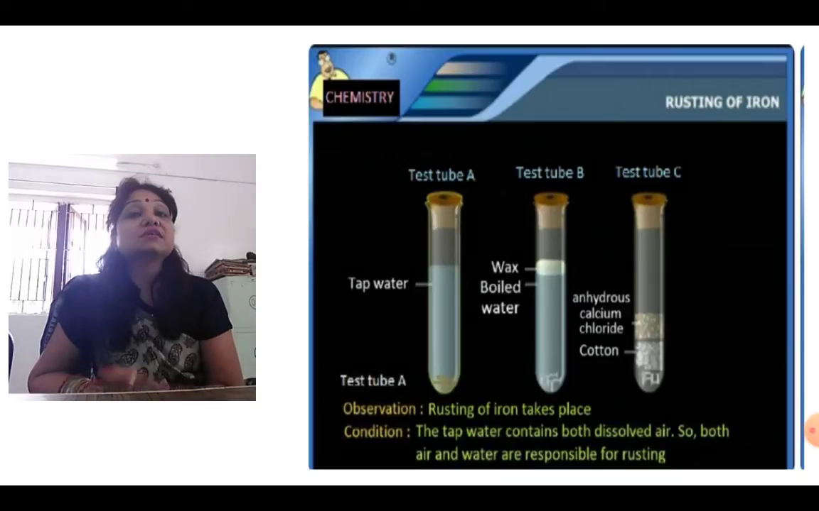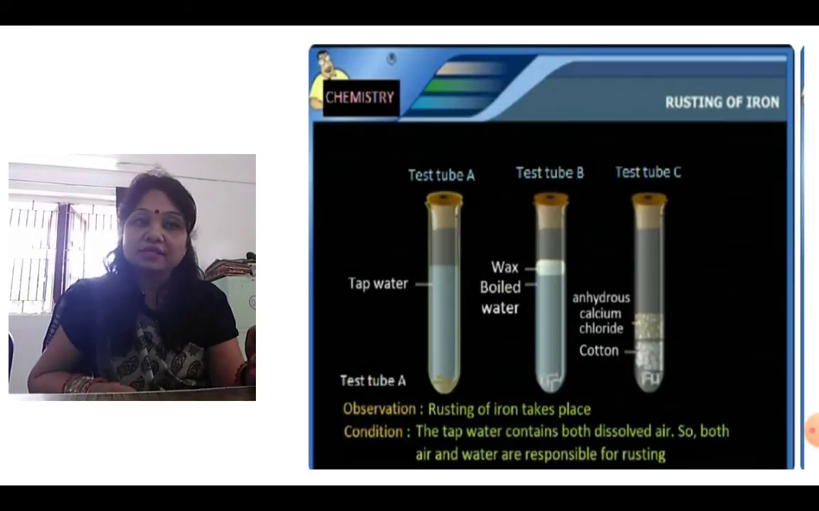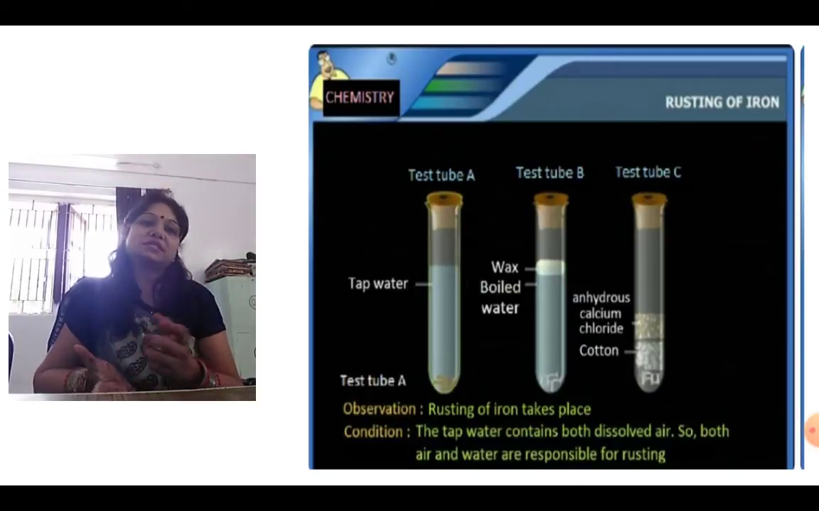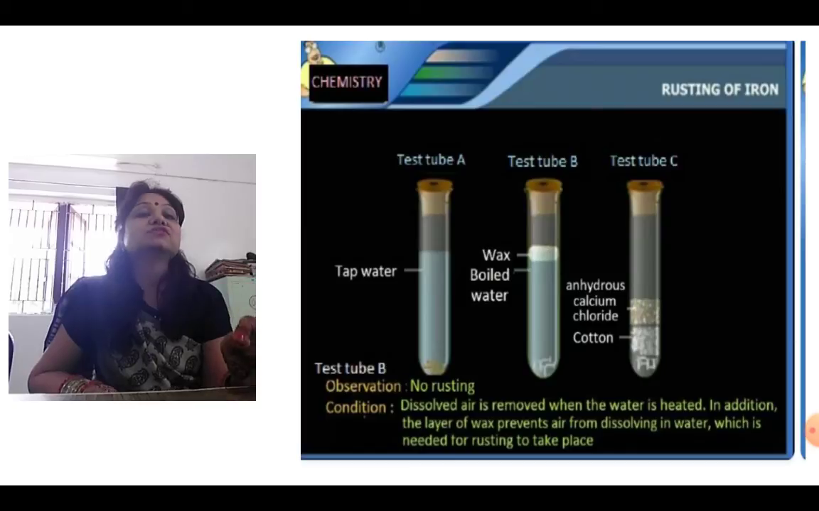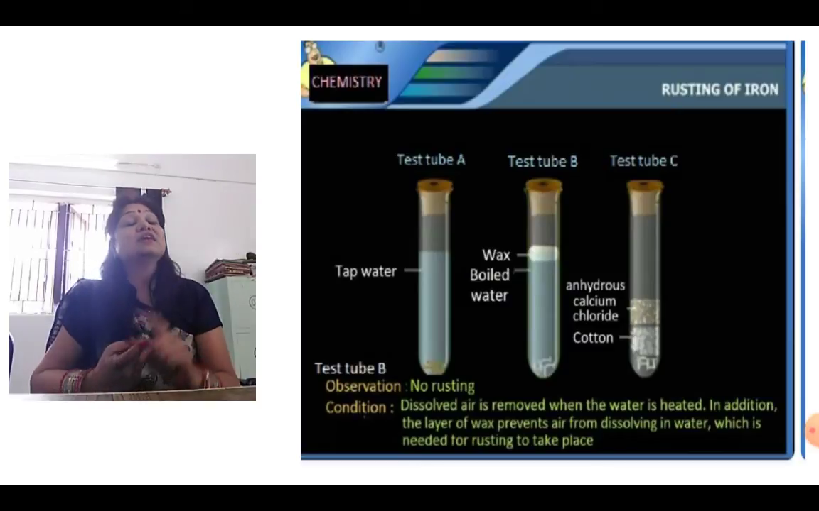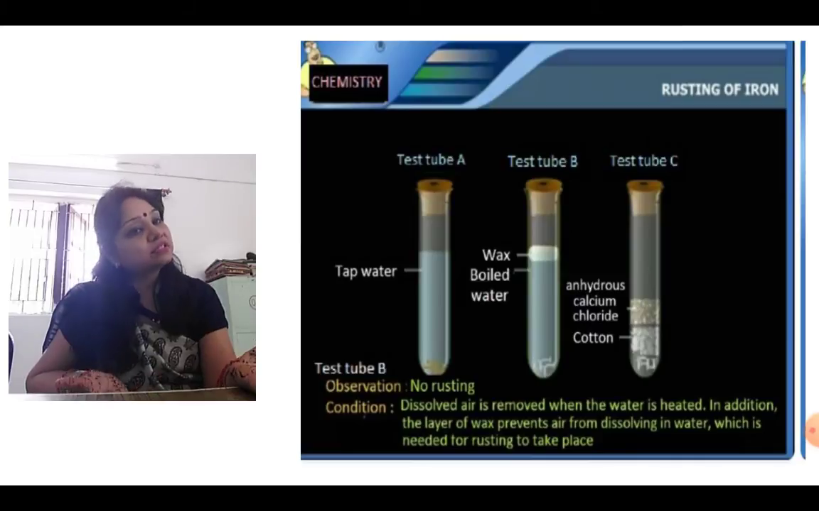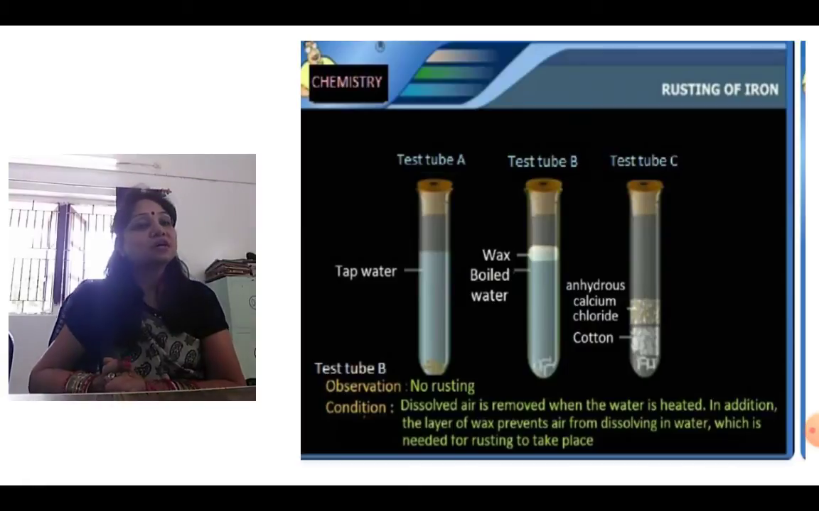Now what happens is, in test tube A, the tap water, rusting of iron takes place. The tap water contains dissolved air, so both air and water conditions are there, so rusting happens. Got it? Now in test tube B, there is no rusting. Why? Because the dissolved air is removed when the water is heated, and in test tube B we have taken boiled water. So the conditions are not fulfilled, and that's why there is no rusting in test tube B.